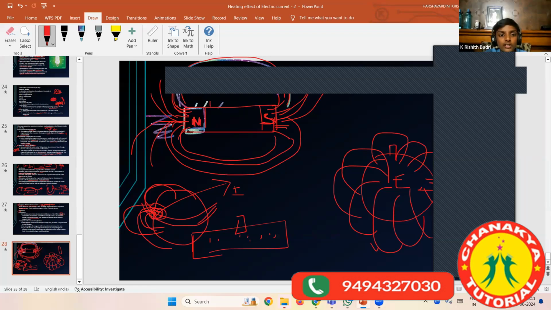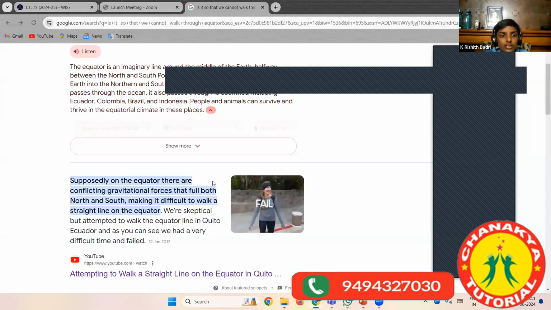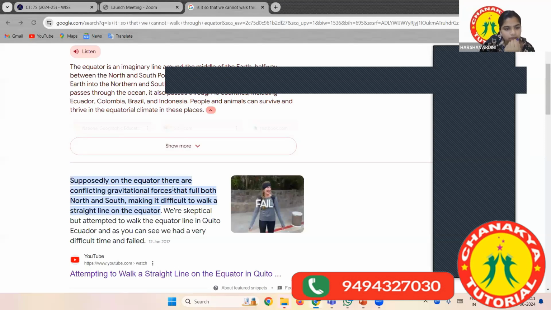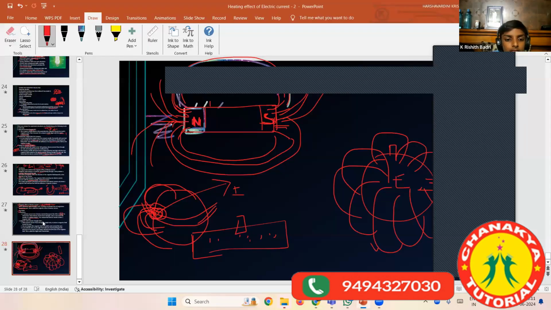North pulls us to itself and south pulls us to south. I think so. Because of that, supposedly on the equator, there are conflicting gravitational forces that pull both north and south, making it difficult to walk on a straight line on the equator. Yes, sir. That's a good thing. We learned something new today. Even I learned from you guys. Thank you.